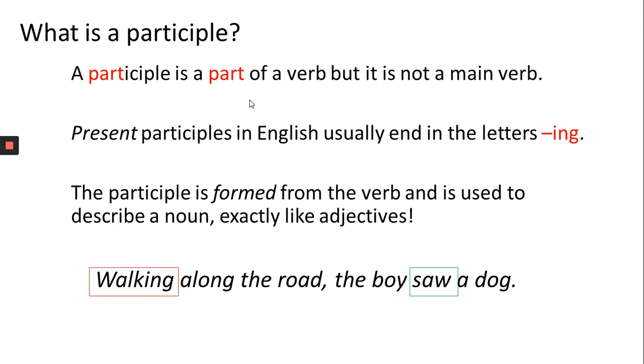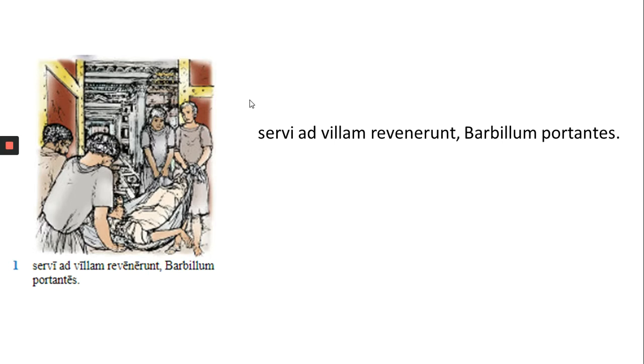Now we're going to take a look at this in Latin. Servi ad villam revenerunt barbillum portantes. What are the slaves described as doing when they returned to the house? Think about the Latin word porto, portare. The slaves are carrying barbillus. The slaves returned to the house carrying barbillus.